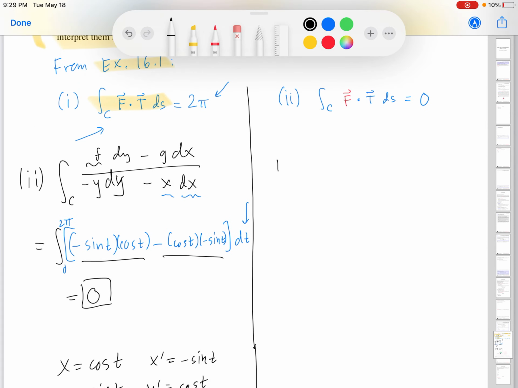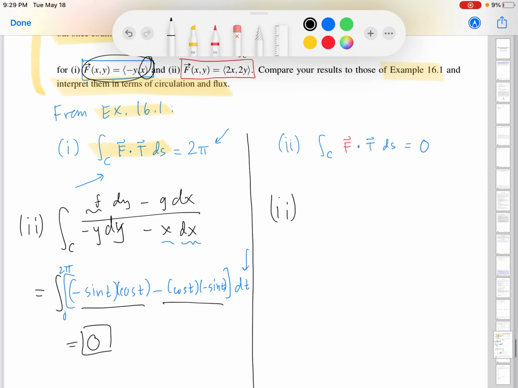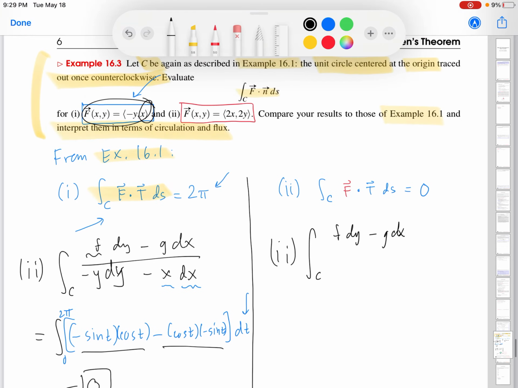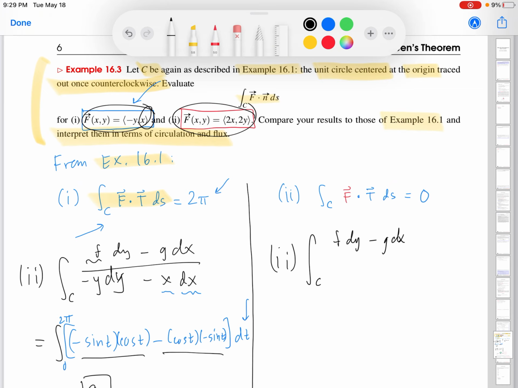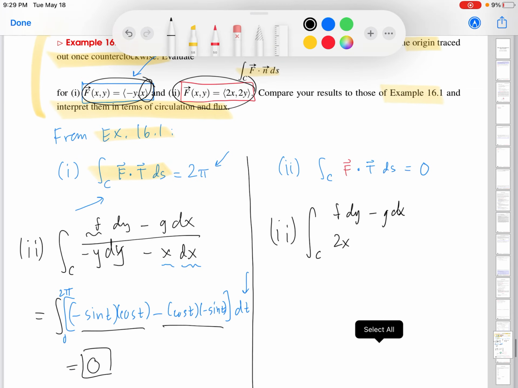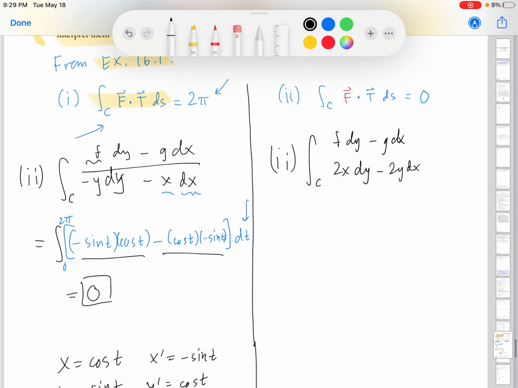So now let's calculate the flux as the second example for this other vector field. Similar thing, I'm calculating f dy minus g dx. And in this case, the vector field is different. So f is 2x dy minus, and then g is 2y dx. And then I use my same 0 to 2 pi in dt, but now the integrand is different.